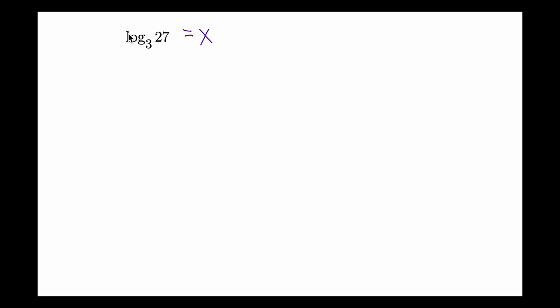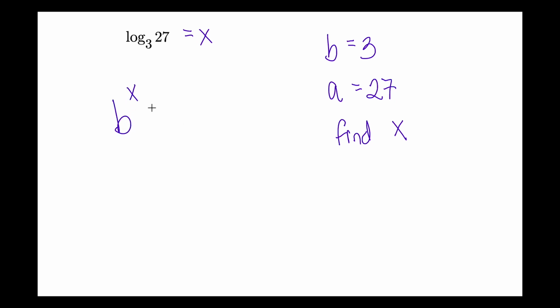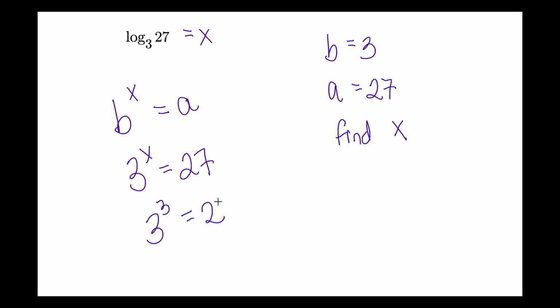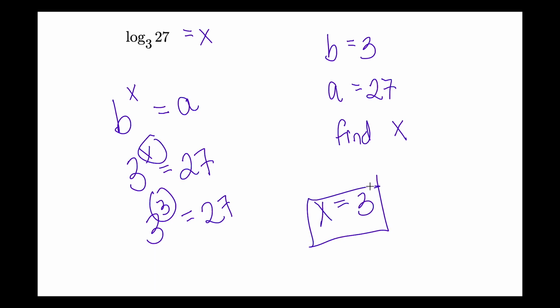Another example, log base 3 of 27 equals x. That means my base is equal to 3, my answer equals 27, and I'm trying to find the exponent. Rewrite this in terms of exponents. b to the x equals a. So 3 to what power equals 27? 27 is equal to 3 cubed. So in this example, x is equal to 3.